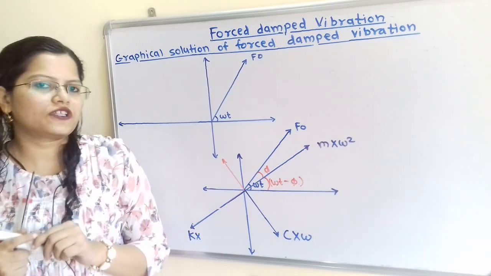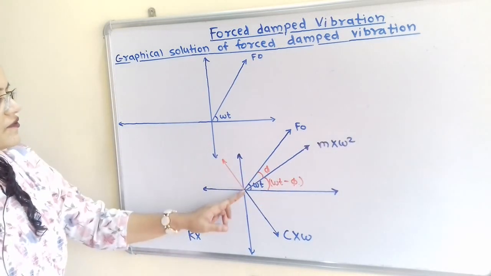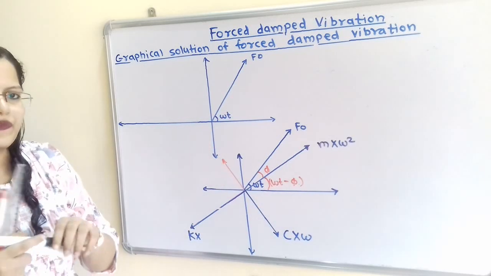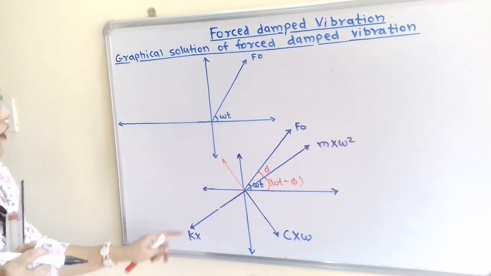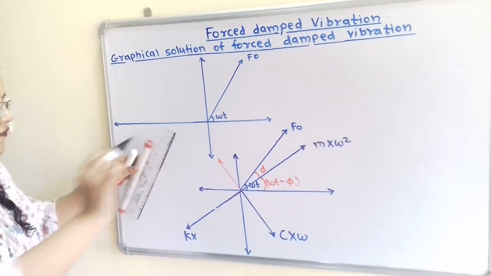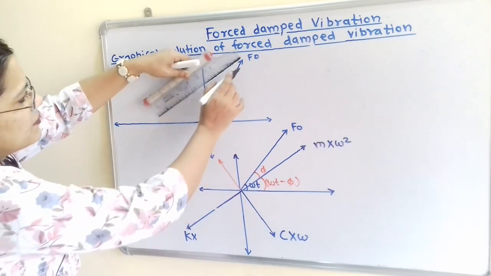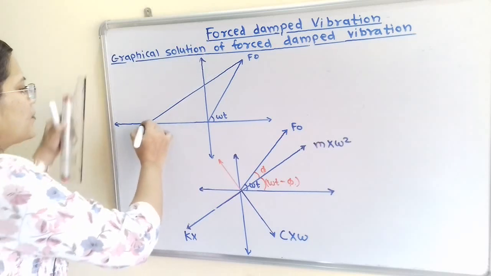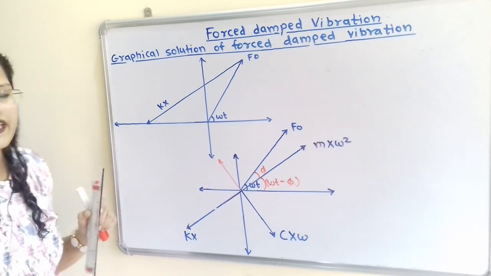Now we will draw the force polygon. That means we will rearrange all these forces. So first force, that is Fo, we have to draw at an angle of omega t. Now next force we will take, that is the Kx. Now it will start at the end point of Fo. So we will take here one line parallel to this Kx, and we will draw here this line. Now here is the point of intersection. Now this force vector is known as Kx.